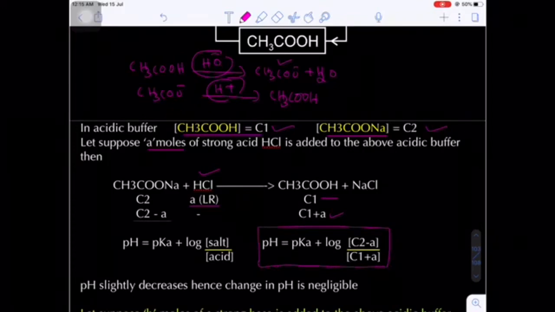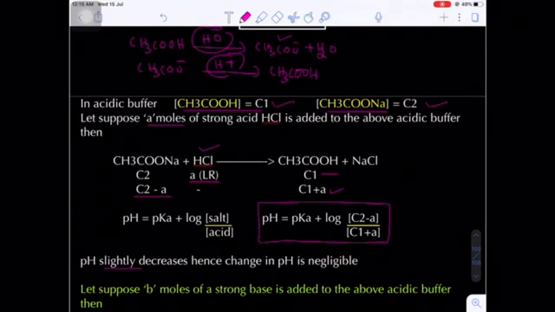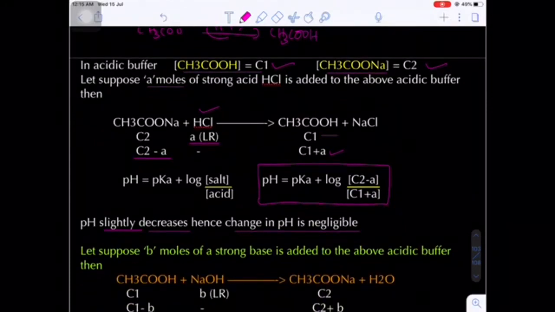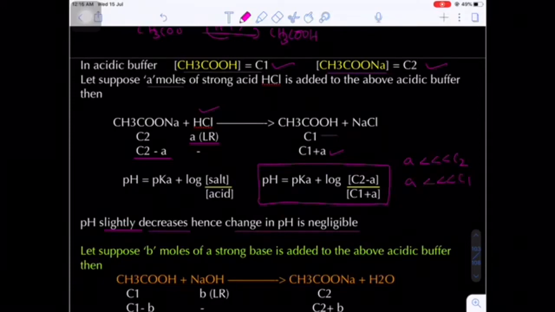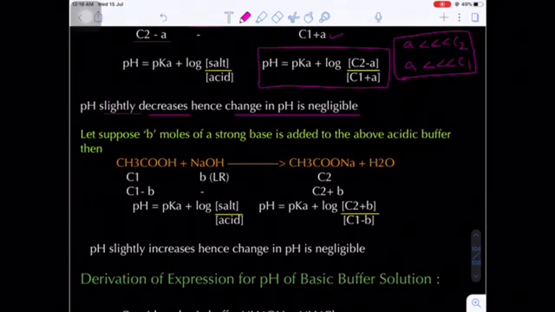So from this expression we can directly find the pH of the solution. Now in this expression, if you see C2 minus A in the numerator and C1 plus A in the denominator, there is a slight change in the pH of the solution. In the numerator the value is C2 minus A, that's why the pH slightly decreases, but it is a negligible quantity. So we can assume that there will be no change in the pH value. If you add a small amount, remember small amount, that means the A value should be too small as compared to C2, and too small as compared to C1. Then only the change in pH will be almost negligible. Are you getting my point?